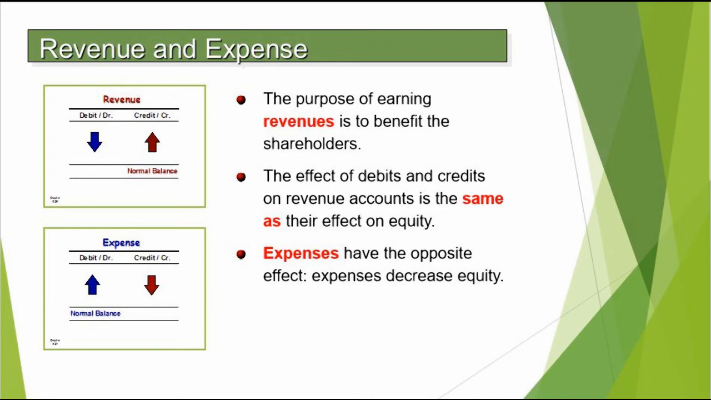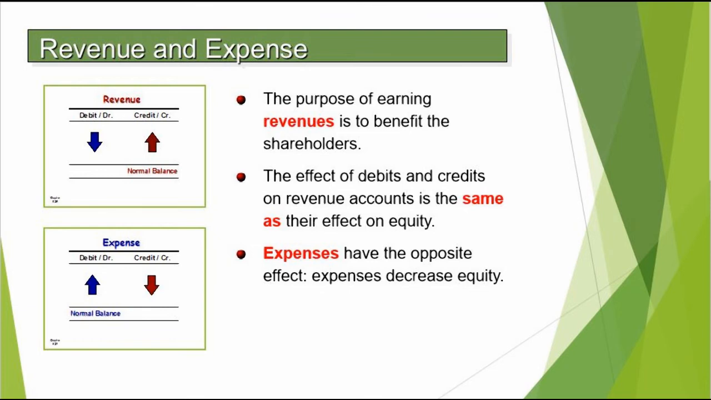We can diagram the normal balance like the picture below. On the revenue diagram, debit will decrease and credit will increase. And the normal balance is on the right side or on credit. On the expense, debit will increase and credit will decrease. That's why the normal balance will be on the left side or on debit.